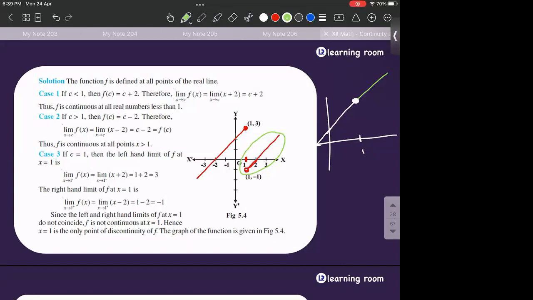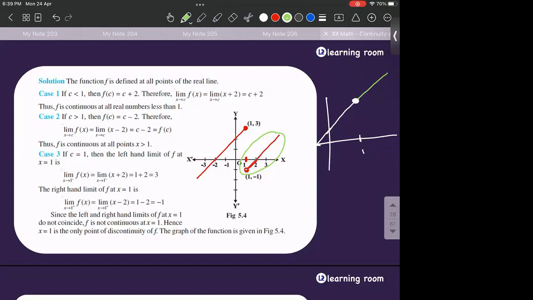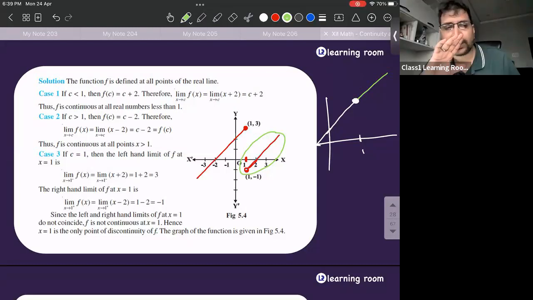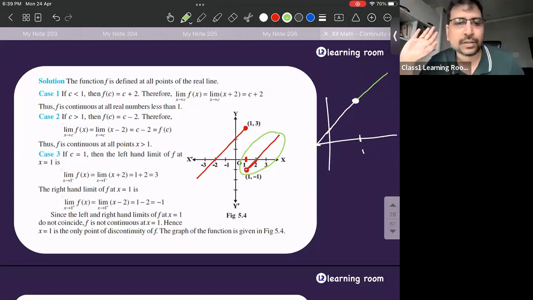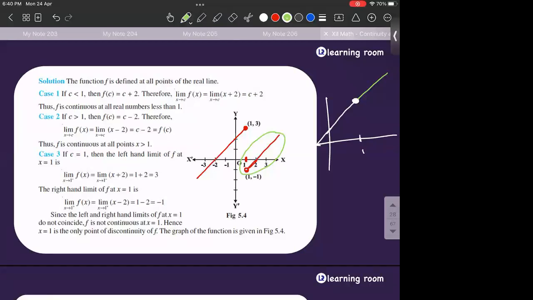But what is happening? It is not. See, in simple terms, the second graph is not starting from the point where the first graph stopped. Correct? Are you able to observe that point in the graph? So that is why it is discontinuous.